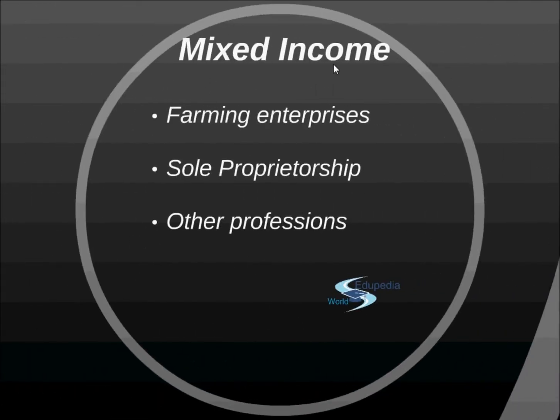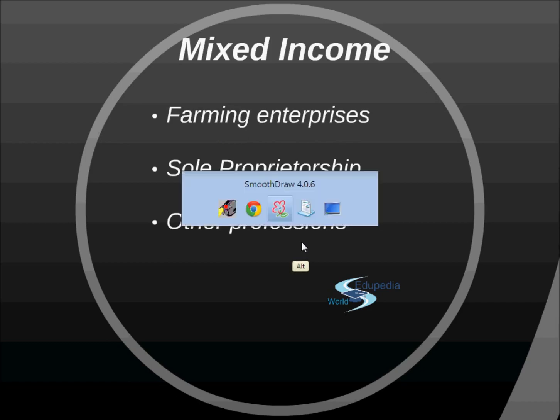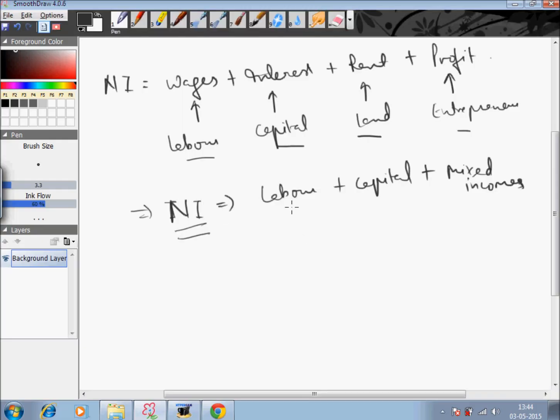The next is mixed incomes. Now, what will this mixed income consist of? It will consist of incomes of farming enterprises, the sole proprietorships, and other professions. So, in order to get the national income under this method, first we'll see what are the labor incomes, the capital incomes, and what are the mixed incomes, and we'll add up these three in order to get the national income. So this was about the factor income method.